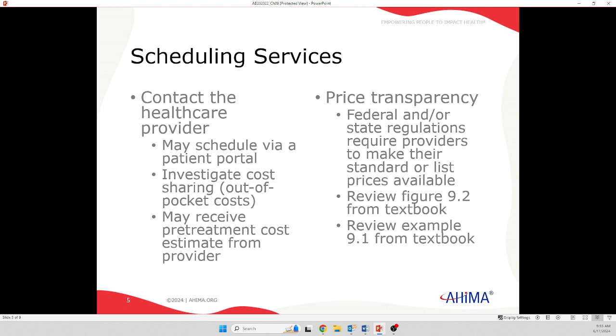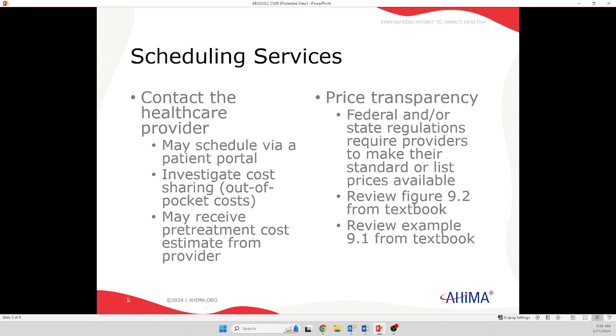You can also look to see the cost sharing, remember that terminology is the out-of-pocket cost for that patient. And you can get a pre-treatment cost estimate from a provider. A lot of that happens during that initial contact when you're scheduling.